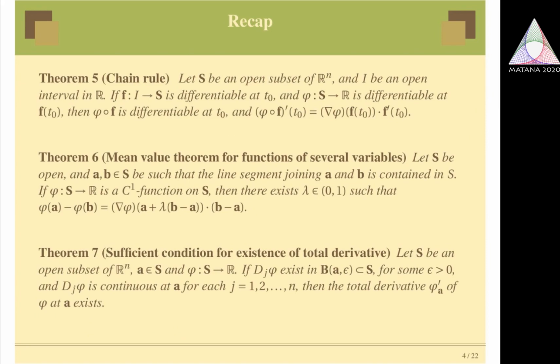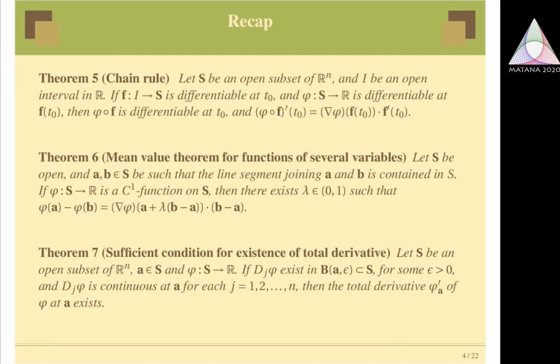In the context of functions of several variables, there are different versions of the chain rule and mean value theorem. Let us see the simplest version. Let f be a differentiable vector valued function on an interval, and phi a differentiable scalar valued function of several variables such that phi composition f is defined. Then phi composition f is differentiable and (phi composition f)'(t_0) is the gradient of phi at f(t_0) dot f'(t_0).